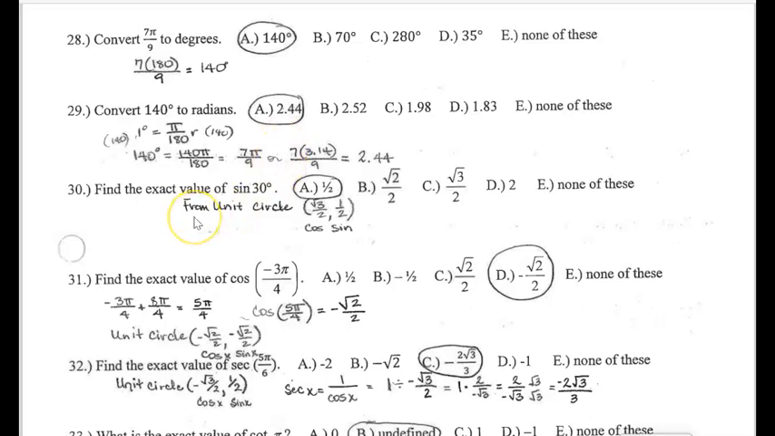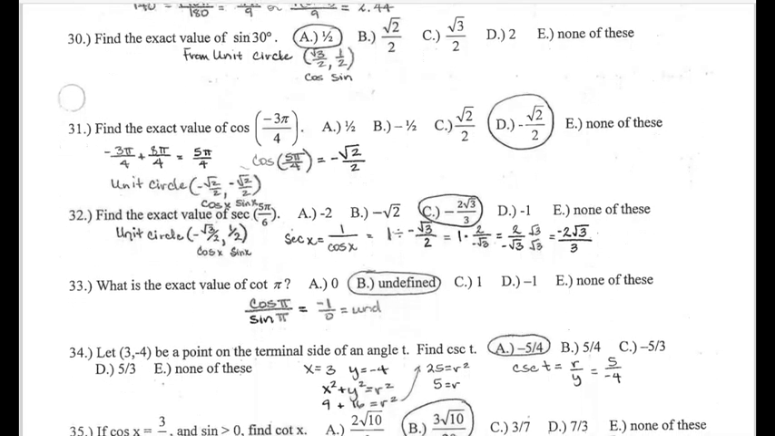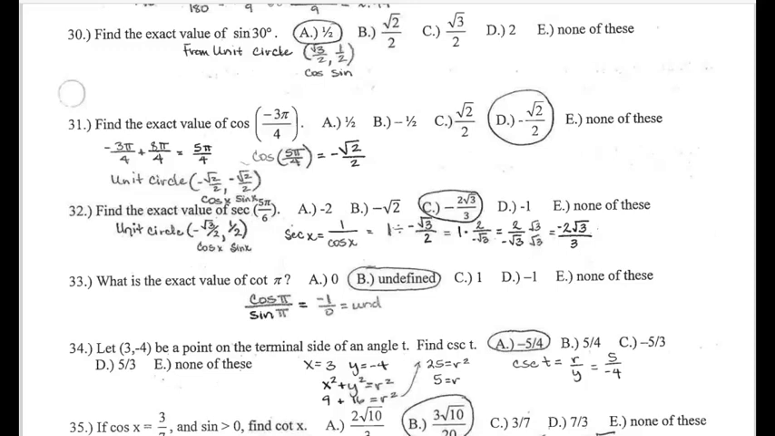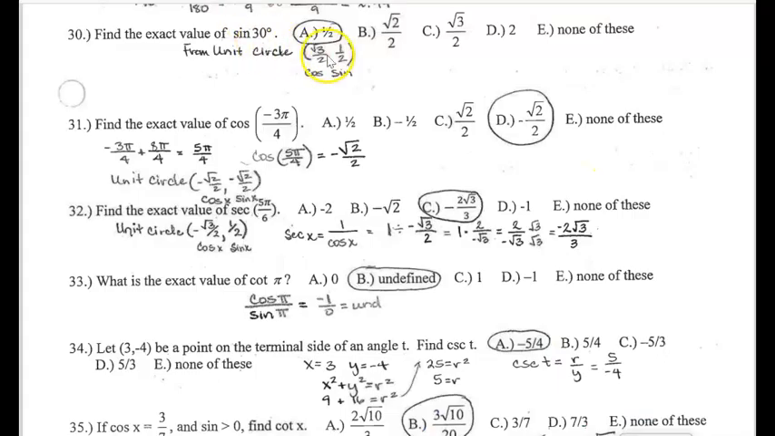All right, so for the next one, they asked me to find the exact value of sine 30. So I'm going to be using the unit circle for this. So if we look at our unit circle at 30 degrees, here's our ordered pair right here, square root of 3 over 2, 1/2. So from the unit circle, that was that value we just saw. So remember that sine is your y value, cosine is your x value, so we would choose the y value of 1/2.